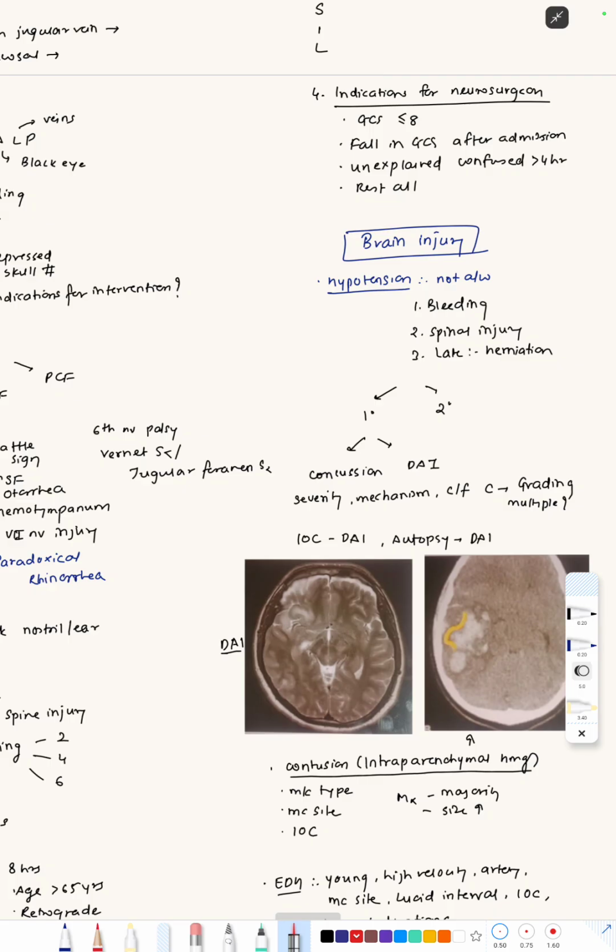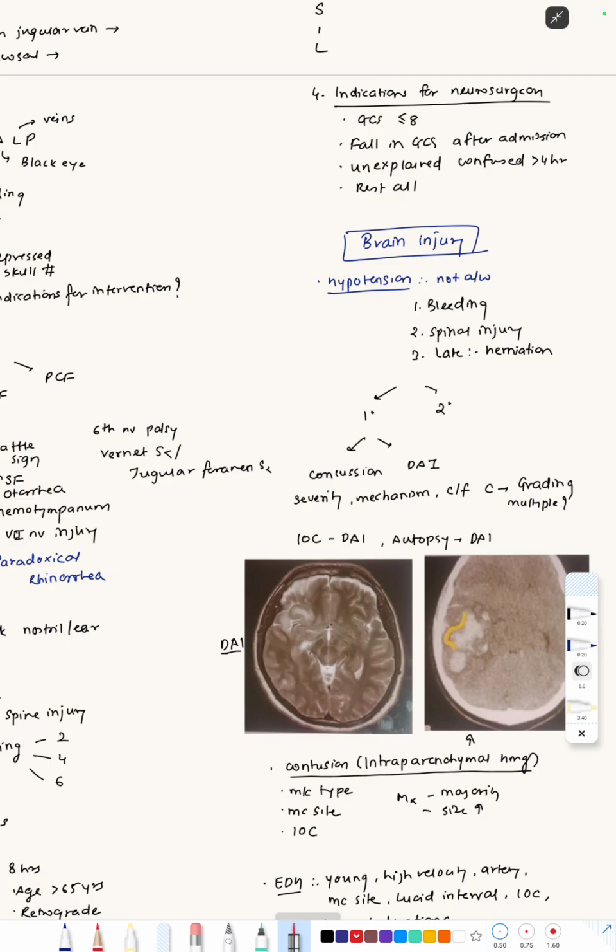Then the brain injury is divided into two: primary brain injury and secondary brain injury. Primary brain injury has further types, that is concussion and diffuse axonal injury. The severity is more in diffuse axonal injury, it is less in concussion. Mechanism: concussion is caused because of contact sports, while diffuse axonal injury is caused because of high velocity injuries. Then the clinical features: the grading that is done in concussion is the Colorado grading, and multiple concussions can lead to chronic traumatic encephalopathy.